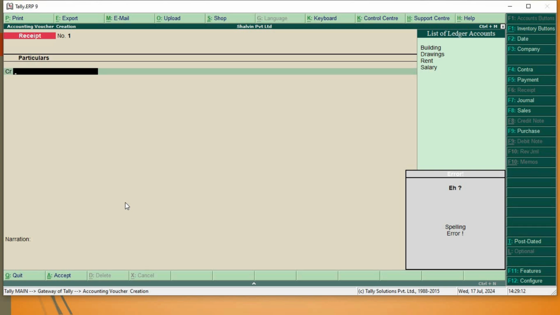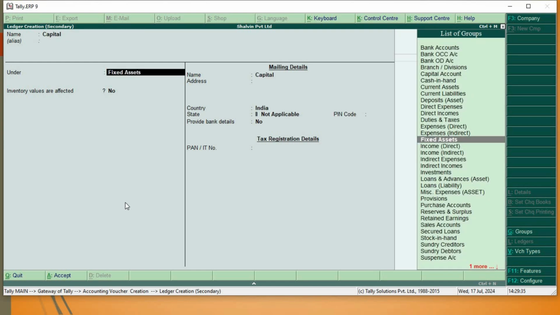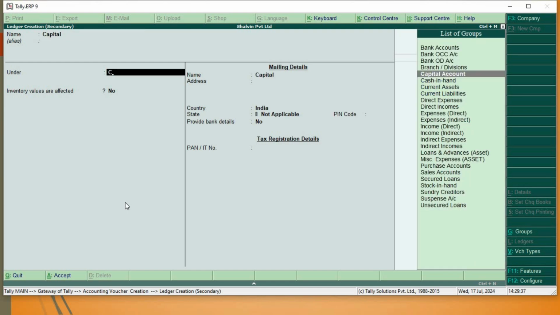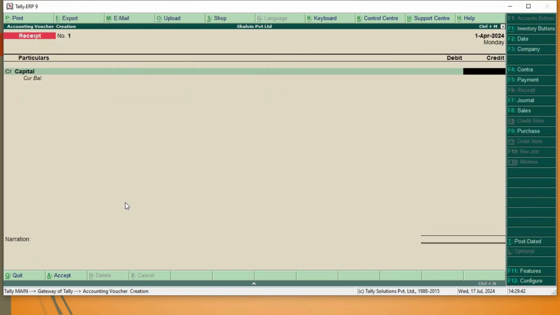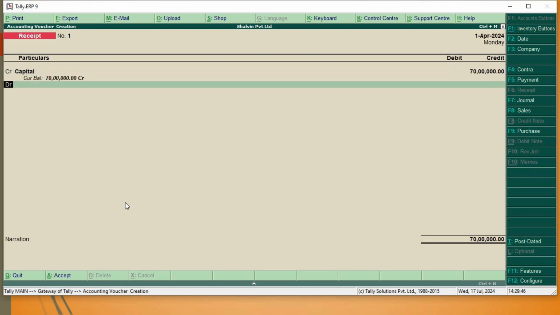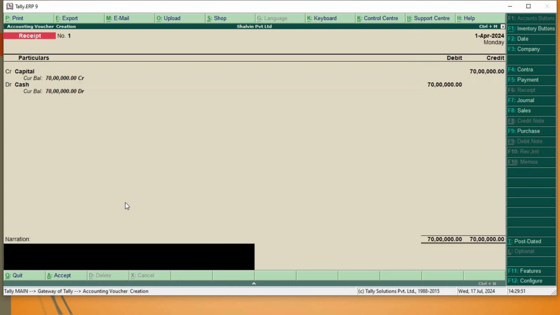If you have already created a ledger, that ledger will be listed on the right side. So I have not created here. There is another way to create ledger. So I'll just use Alt C for ledger creation screen. I wanted capital under capital account. So what was the amount? 70 lakhs. Debit side we have cash. Accept this.